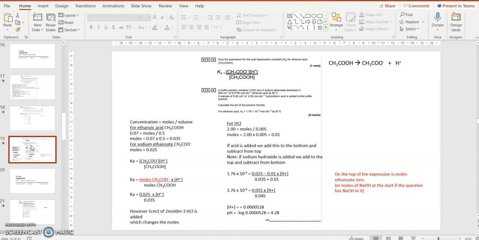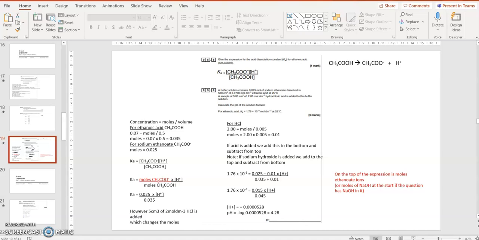Ka is the moles of CH3COO-. It tells me that I've got 0.025 moles, and I've put that in. The number of moles of ethanoic acid I've worked out is 0.035. I can work out H+ concentration, and I could work out pH from the Ka if I wanted to. However, it's not as easy as that, because before you work out pH, something else has happened.